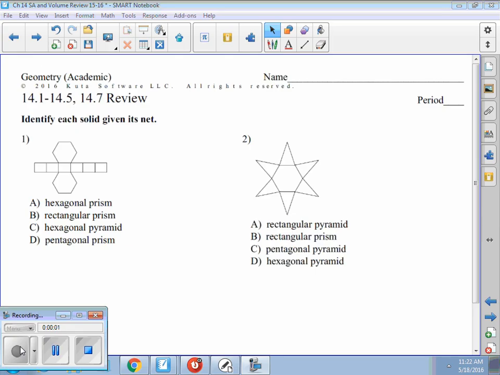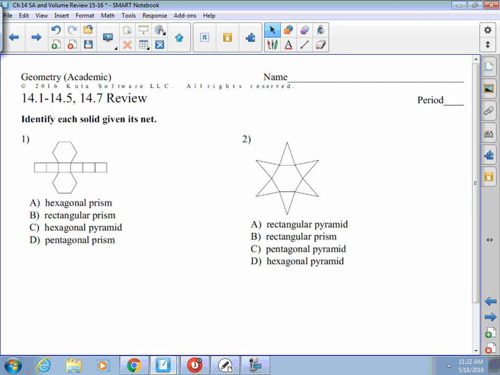Okay, here's the review with some multiple choice type questions like your test. We cannot afford to miss the multiple choice. So they're going to ask you, identify the solid given its net. Look at the net. Hopefully you chose that this was hexagonal prism.